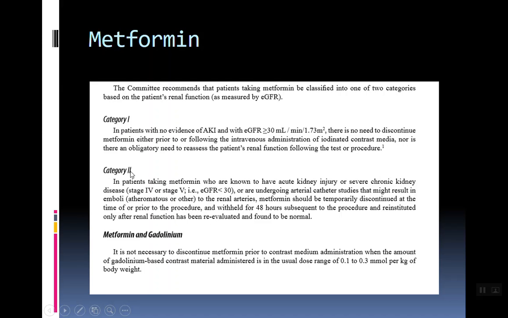Patients that fall into category 2 that take metformin, that are known to have acute kidney injury or severe chronic kidney disease or have a GFR of less than 30, should refrain from taking their medicine for 48 hours. Their creatinine should be checked again prior to starting it, and then they can restart it.